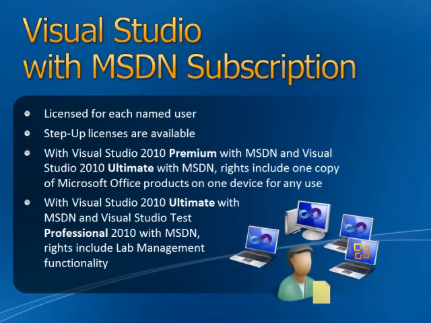There are step-up licenses available if you've purchased Visual Studio with MSDN. So you would be able to step up, for instance, from Visual Studio Professional with MSDN to Visual Studio Premium with MSDN, or if you desired, all the way up to the Ultimate Edition. We saw earlier that if you had purchased Visual Studio Premium or Ultimate with MSDN, then you got the rights to install Microsoft Office Professional Plus. And I just want to clarify that that is the rights to install just one copy of Office Professional Plus on one device. And finally, if you have purchased either Visual Studio Ultimate with MSDN or Visual Studio Test Professional with MSDN, then you do get the rights to use the lab management functionality.